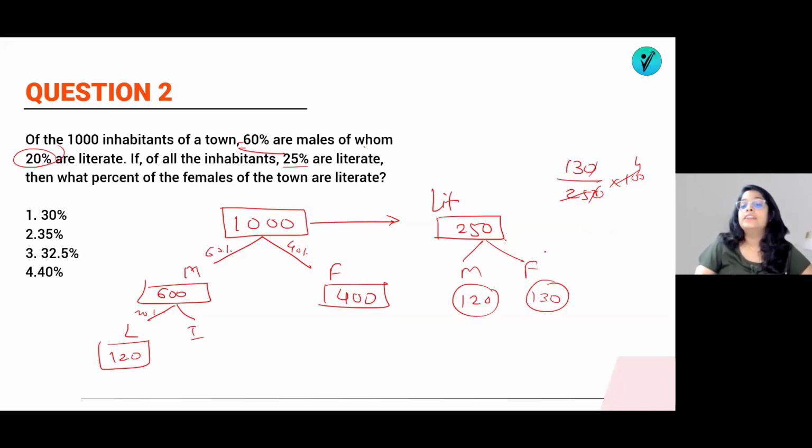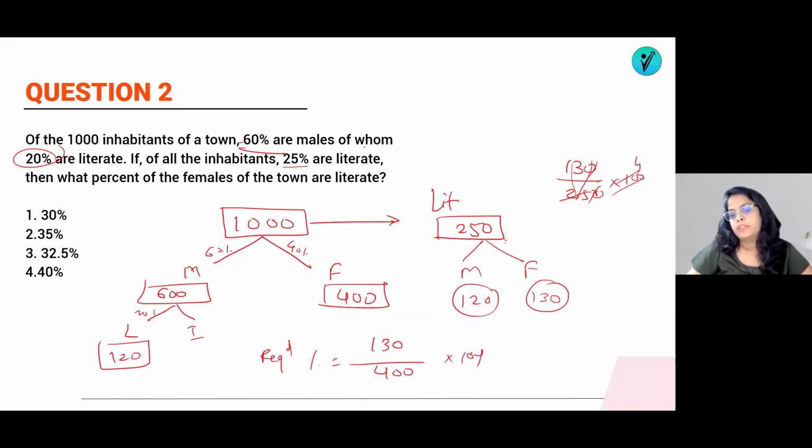Sorry. They are asking here what percent of female of the town, right? Not of the literate. Sorry. So how many female are there? 130 female out of 400, right? There are total 130 literate female and total female are 400.